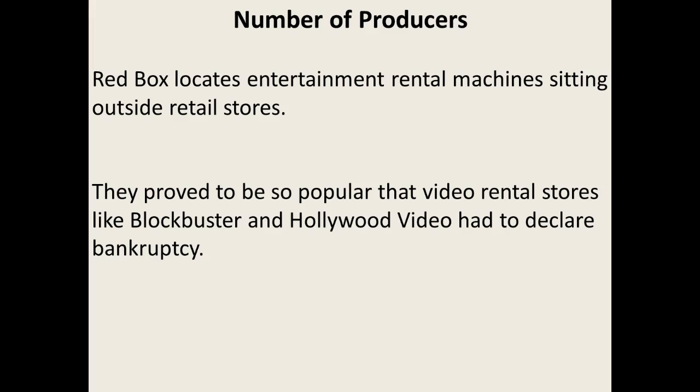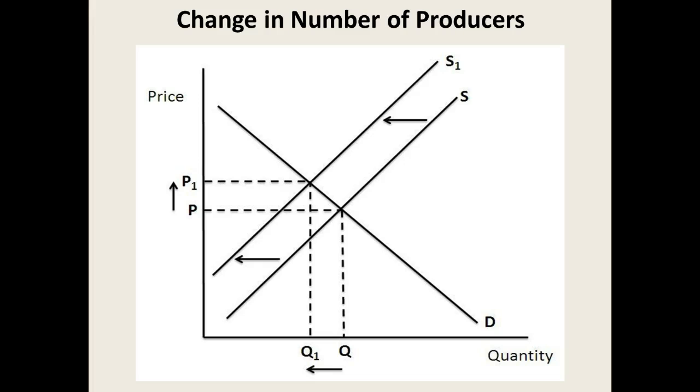And so what you see here is, while you had more Redbox entertainment rental machines, kind of more Redbox kiosks or vending machines out there, you had fewer producers. And so you had many more traditional stores go out of business. Not only the large ones like Blockbuster and Hollywood, but all kinds of individual owners that were not retail franchises. And so overall, the market shrunk. There were fewer producers. What happens then to the supply curve?